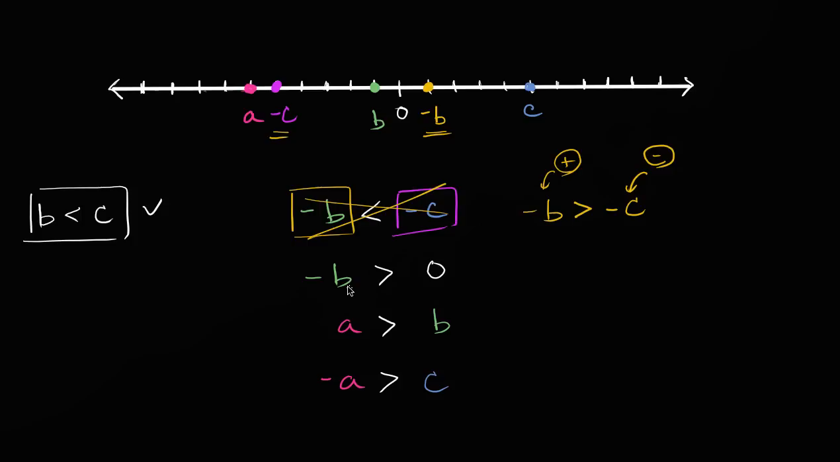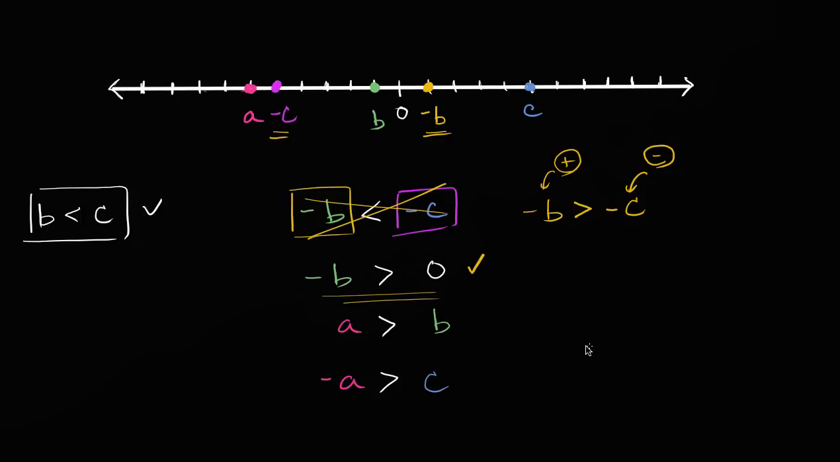So the next question, is negative b greater than 0? Well, we already plotted negative b. It's going to be 1 hash mark to the right. We don't know how much each of these hash marks represent, but it's going to be to the right of 0. So it is greater than 0. This is true.